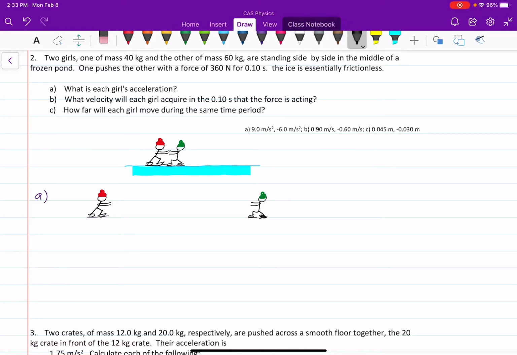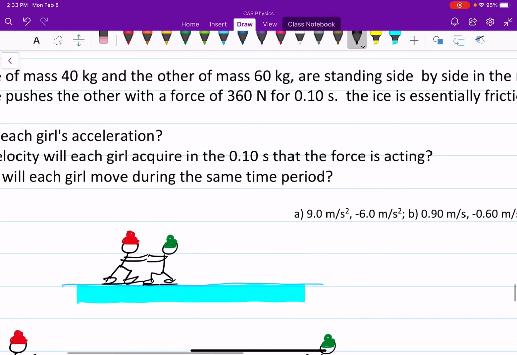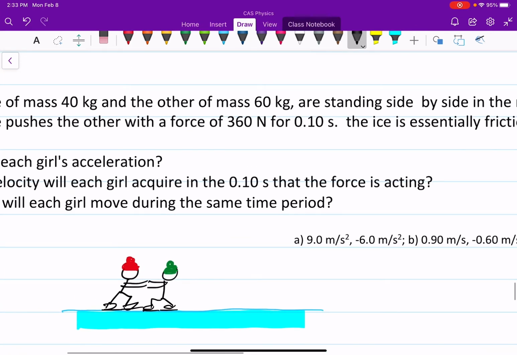All right, in question number 2, we have two girls. The question tells us that they have different masses. So one of them has a mass of 60 kilograms, one of them has a mass of 40 kilograms. And then it also says one of the girls pushes on the other one with a force of 360 newtons. So let's say that is a force of 360 newtons.